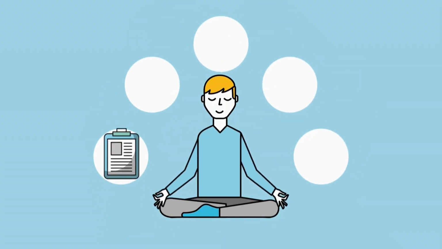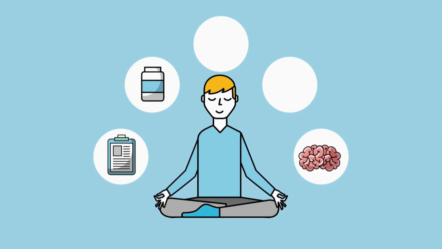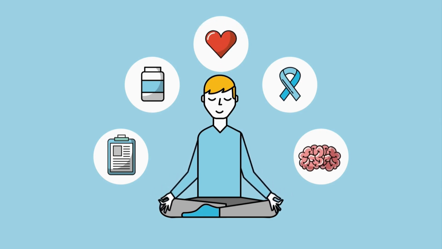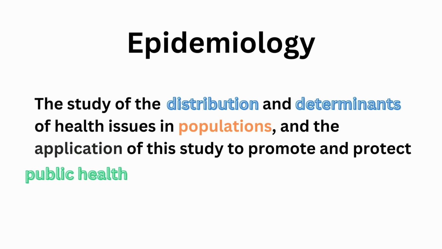Determinants are anything that impacts health. This includes biological, genetic, and social determinants. Now that we've discussed how epidemiology studies the distribution and determinants of health issues in populations, I'd like to talk about the role of epidemiology in the field of public health.